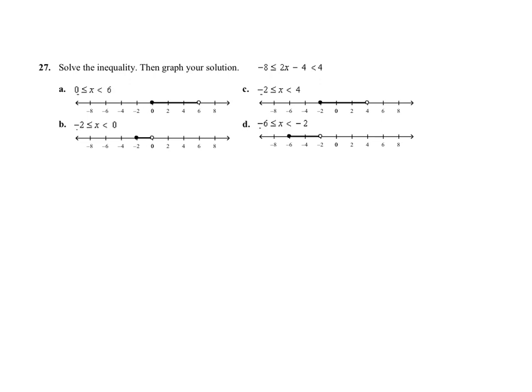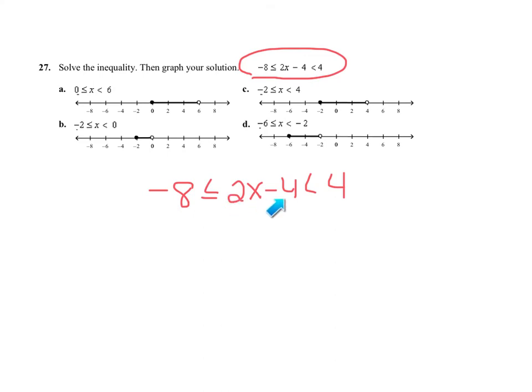Solve the inequality, then graph your solution. So here we have a compound inequality. So I'm going to go below and I'm going to solve it all at once. And looking at this, I don't divide first. I'm going to move this -4. And how do you move a -4? You move a -4 by adding 4 to all sides. So I get -4 is less than or equal to 2x less than 8, because these cancel.